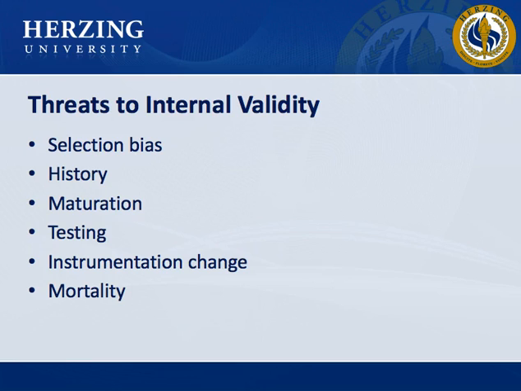The threat of history occurs when some event besides the experimental treatment happens during the course of the study, influencing the dependent variable. Researchers attempt to control this bias through random assignment of subjects and the inclusion of a simultaneous control group. The threat of maturation happens when changes occur within the subjects during an experimental study, and these changes influence the study results. Use of a comparison group helps to control this threat.